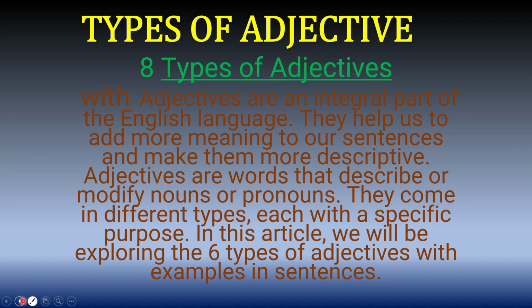Adjectives are an integral part of the English language. They help us to add more meaning to our sentence and make them more descriptive. Adjectives are words that describe or modify nouns or pronouns. They come in different types, each with a specific purpose. In this article, we will be exploring the 6 types of adjective with examples in sentences.